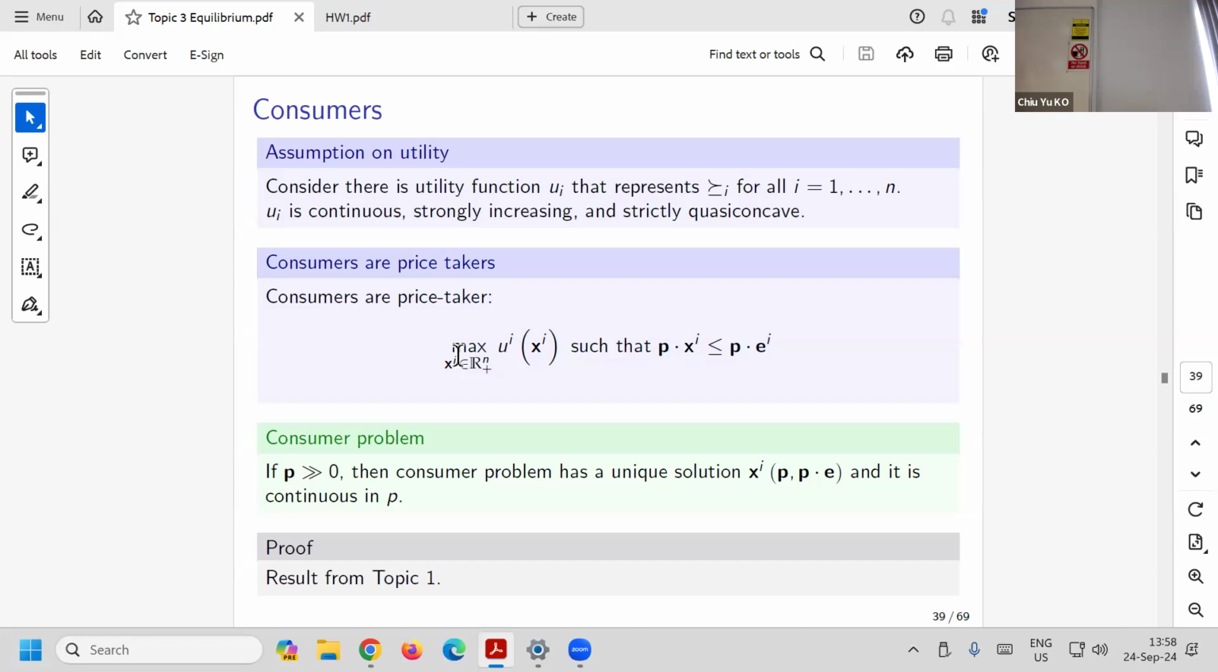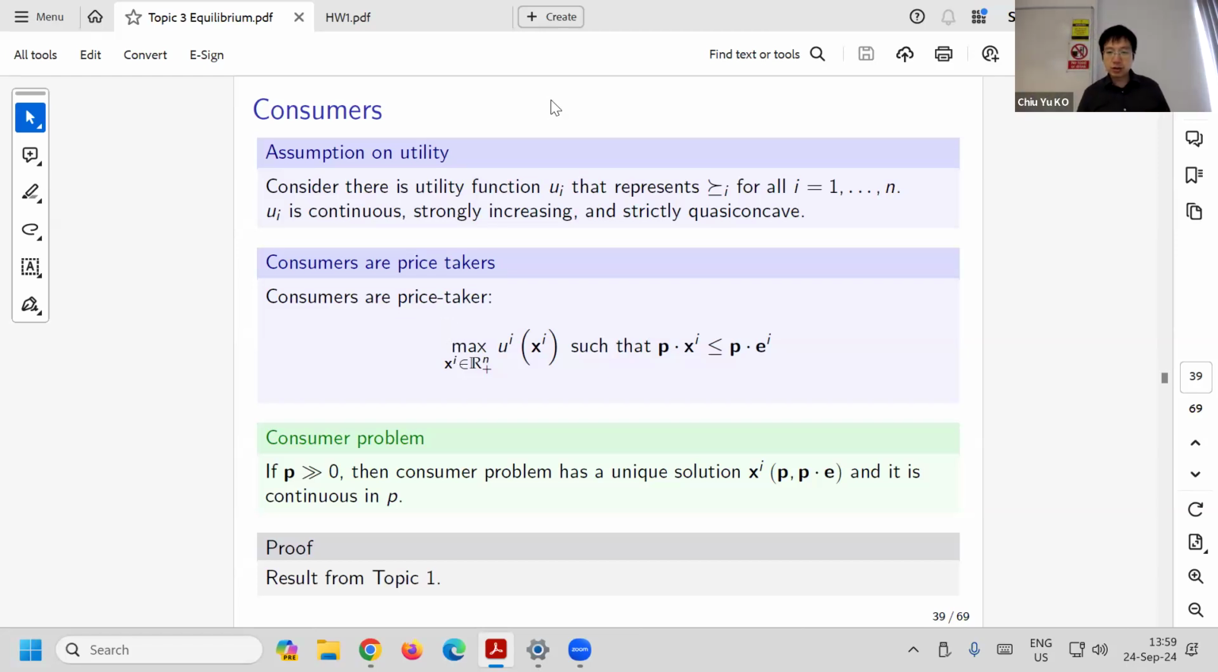But for each individual, because they are price takers, this is a constant. You can write Y, right? So still, this is the same problem. That's what we learned in topic 1. So the unique solution is continuous. That's why we have the proof already, so we don't have to worry.